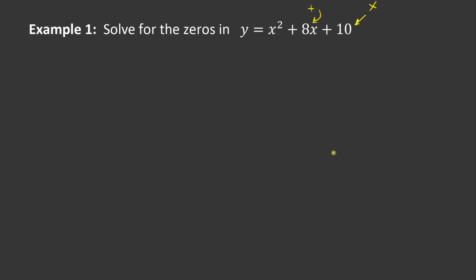Take your time. The factors of 10 are 1 and 10 or 2 and 5, and neither of those are going to add up to 8. This is why we're going to want to use the quadratic formula. Could I complete the square on this? Yes. Is it easy to complete the square on this one? Yes, because I can take half of b, which is half of 8, which is 4. 4 squared is 16. It's easy to add and subtract 16. But why go through all that trouble when I can just plop down the quadratic formula?